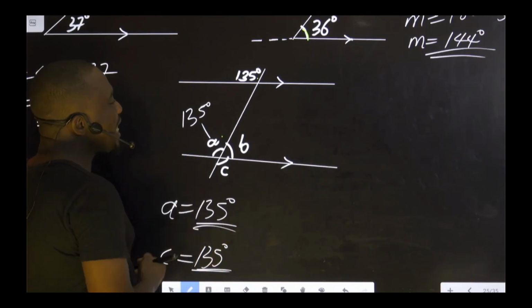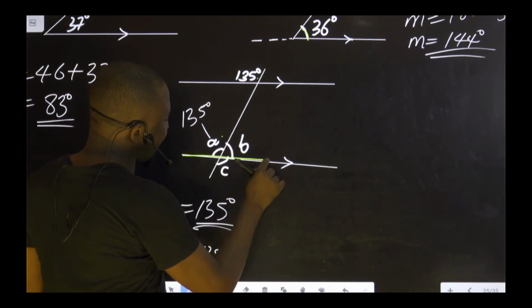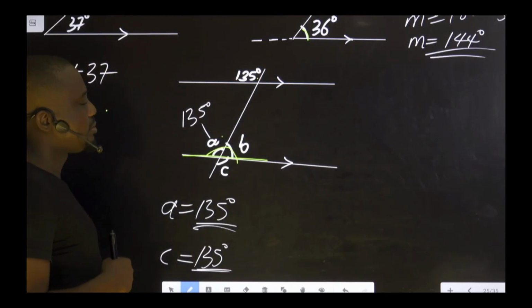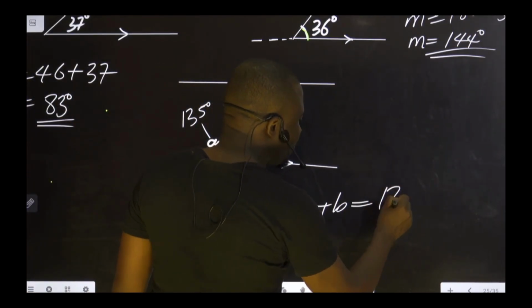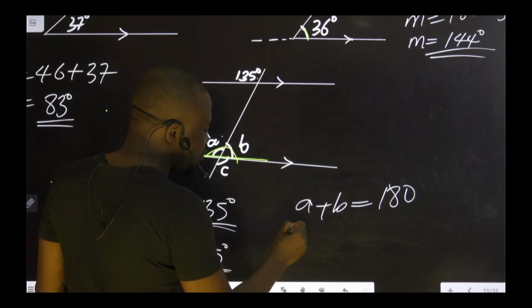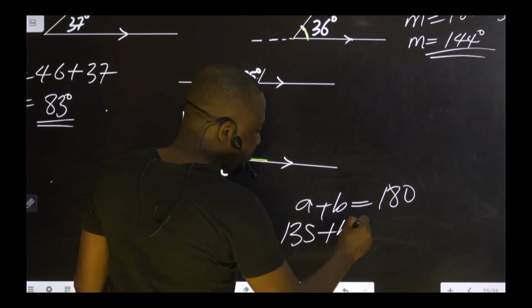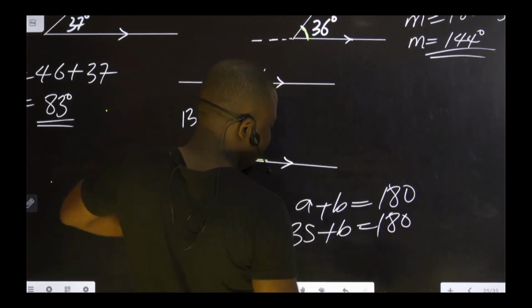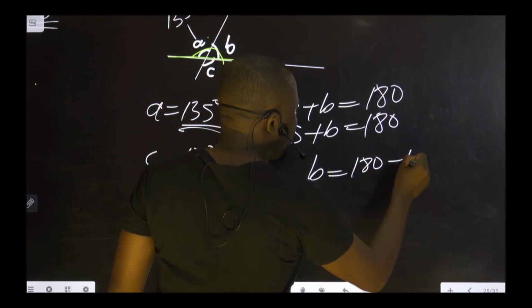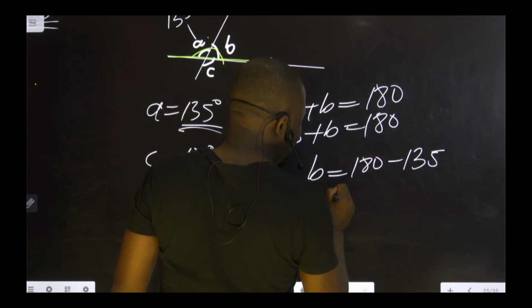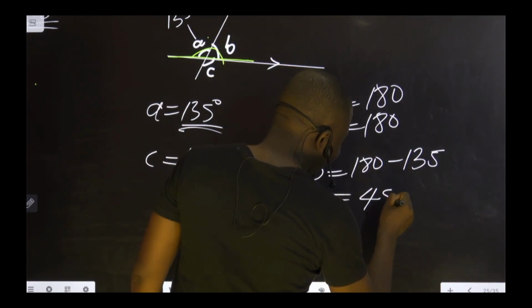And you agree with me that this is a straight line. An angle on a straight line is what? Is 180. Therefore, A plus B is equal to 180. We know that A is 135 degrees, plus B is equal to 180 degrees. Therefore, B is equal to 180 degrees minus 135 degrees, which is equal to 45 degrees.